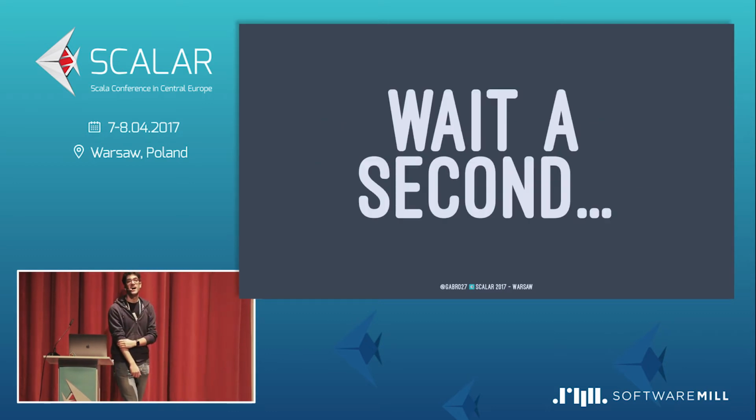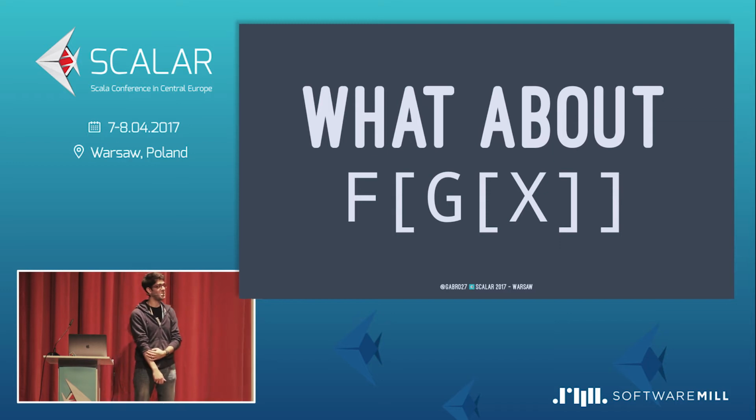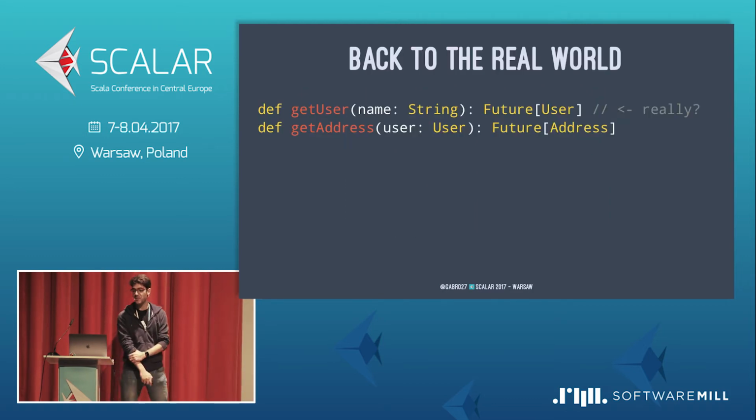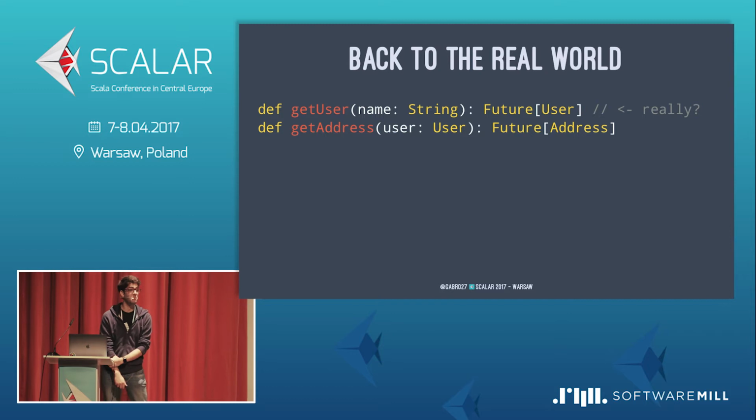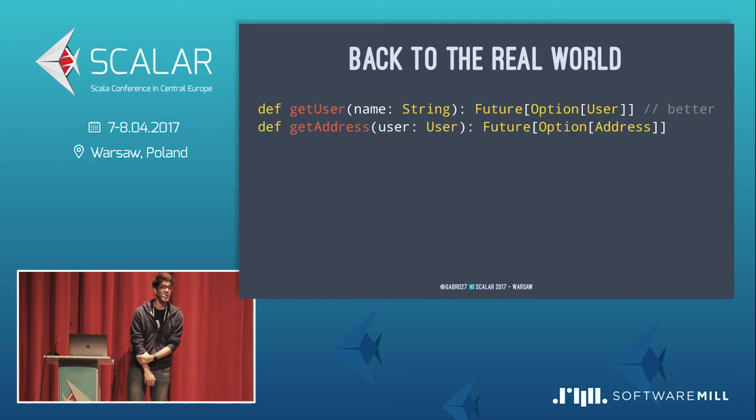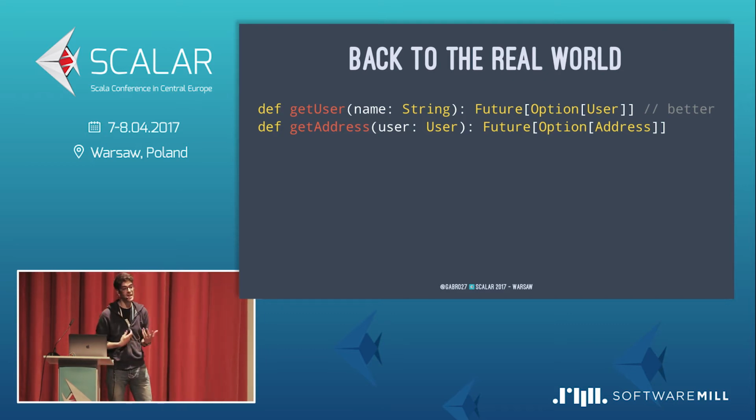But if you hold on for a second, what about these kind of things, which are the nasty ones? If you have an F of a G of X, let's take this example. It's the same one as before. Are you really going to get a user when you look for it? Not always, right? Sometimes you don't get it. And you want to represent that as an option, because the future represents that the computation may fail for some reason, maybe the network, maybe some kind of other accident happened, but then you want an extra level of semantics, which is, I successfully looked for the user and it wasn't there, trust me.